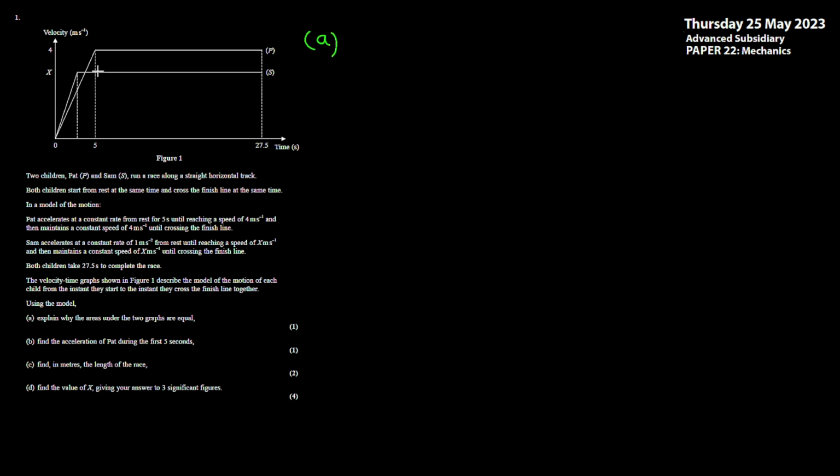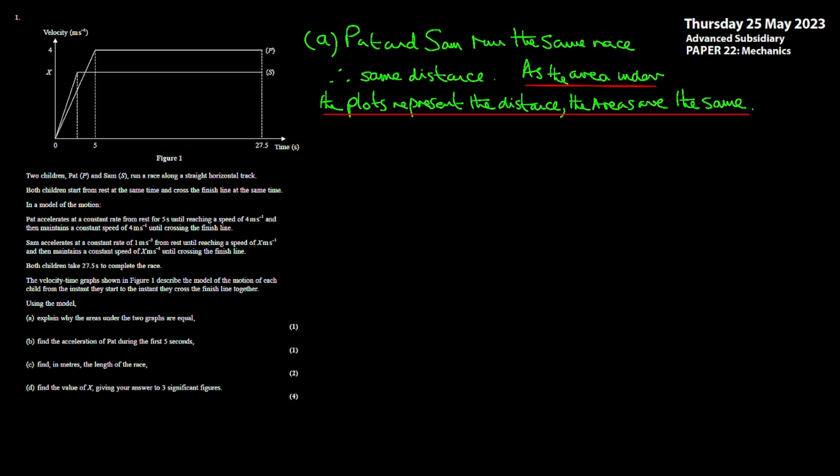Well, the area under any velocity time graph is the distance. And as both the children have run the same course, they finish at the same time, they've run the same distance. So the two graphs, Sam's graph and Pat's graph, have underneath them the same area. That's a lot of writing for 1 mark.